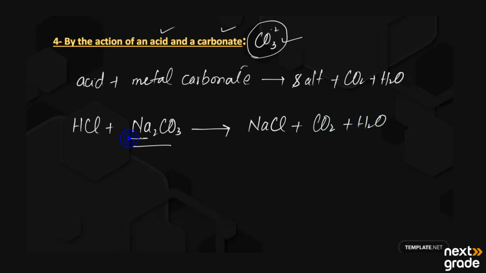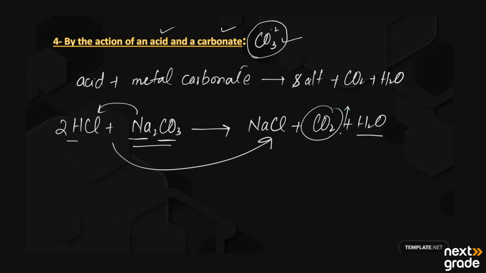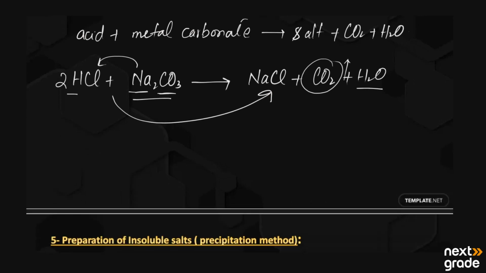How we just gain here: the sodium reacts with the chlorine, and the product we just gain is sodium chloride, the carbon CO3 and H. So by balancing out we just gain the water and the carbon dioxide. Carbon dioxide is the gas produced as a result of the action of an acid with a metal carbonate. So this is the fourth method for the preparation of the soluble salt.